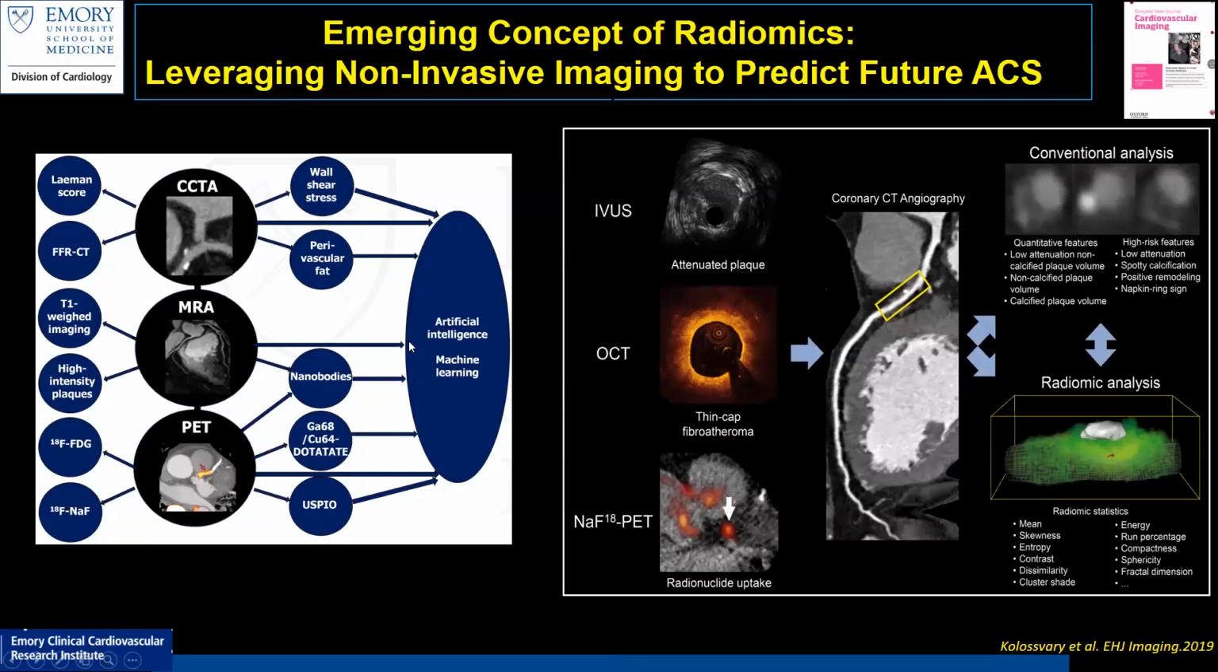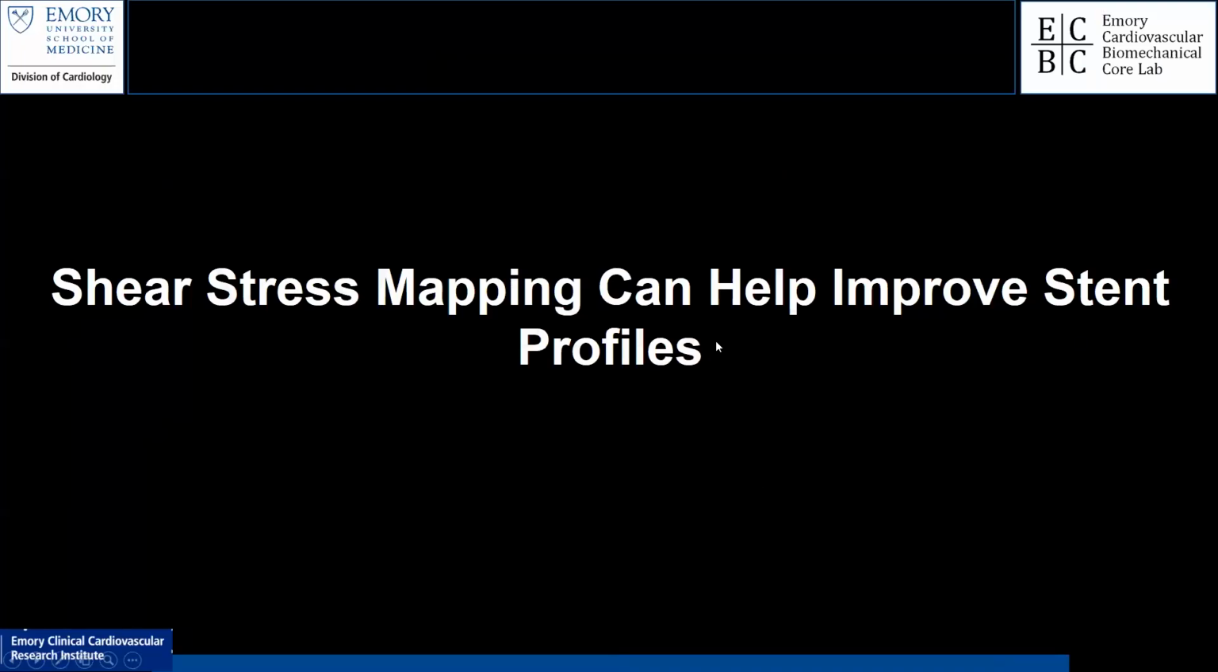So the concept of radiomics is coming to us, and radiomics is leveraging imaging modalities to create a large data set, which we then analyze using plaque-specific anatomical, biomechanical, and biochemical metrics to create a model which can predict future ACS. Now, shear stress mapping can help improve stent profiles as well.